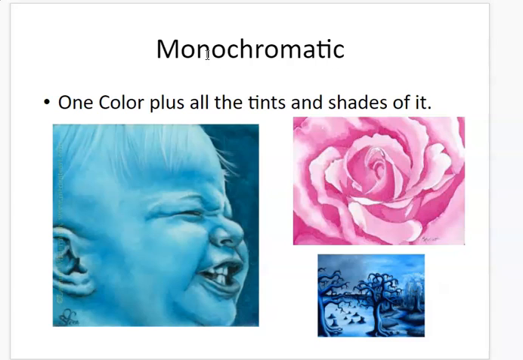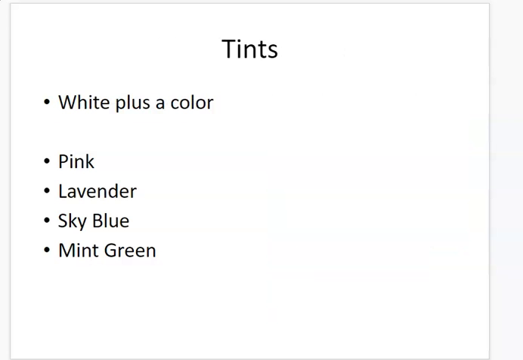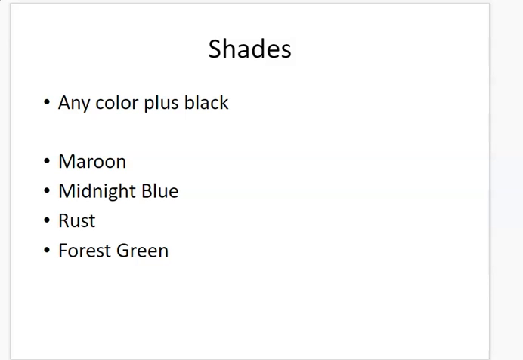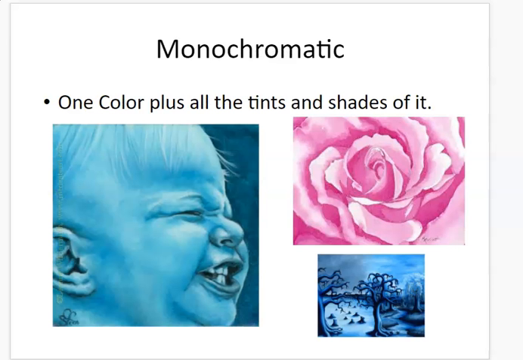So the definition is one color plus all the tints and shades of it. Going back to our vocabulary, tints are any color plus white, shades are any color plus black. Okay, so back to monochromatic.